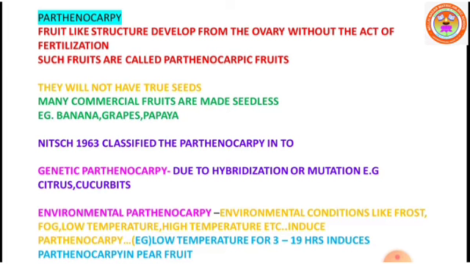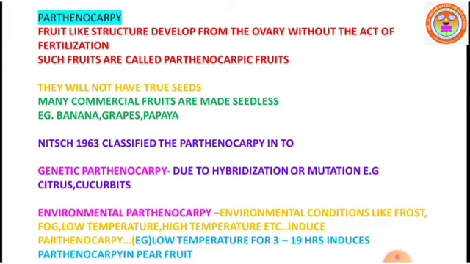Parthenocarpy arises due to the hybridization or mutation that takes place in plants. When we hybridize, or sometimes naturally the mutation occurs in plants, where the fruits are formed without the act of fertilization, it is called genetic parthenocarpy. Citrus fruits and cucurbits, that means cucumbers, are some of the examples.